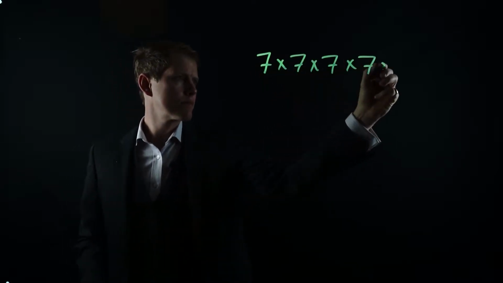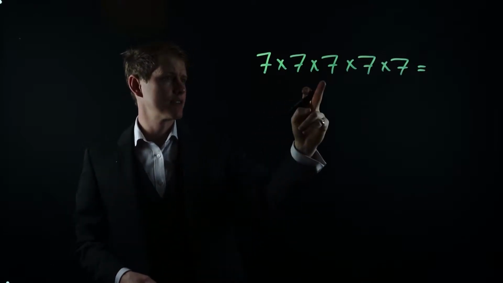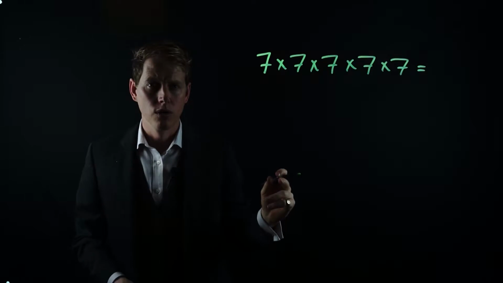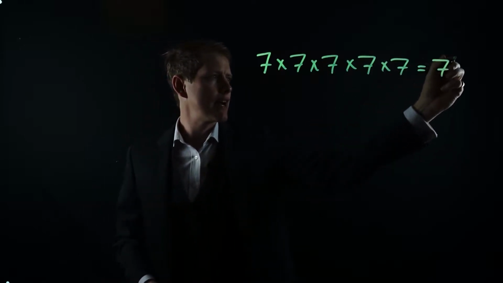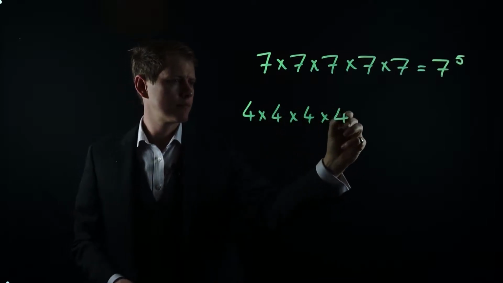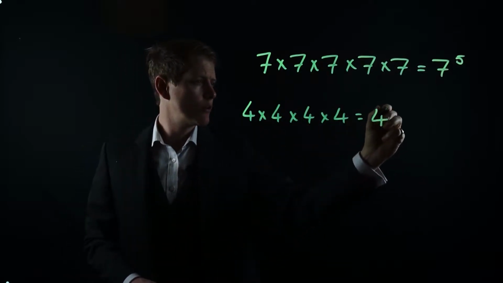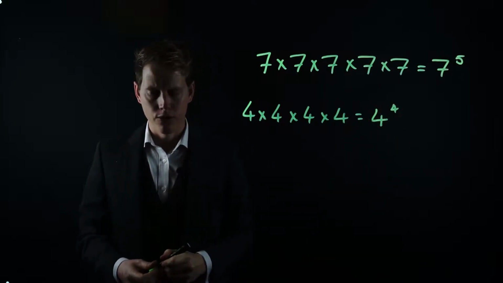Now these rules apply to numbers as well as using algebra. For example, in this example, we're writing 7 times 7 times 7 times 7 times 7, which we can simplify as 7 to the power of 5. If we wanted to simplify 4 times 4 times 4 times 4, we could write it as 4 to the power of 4.